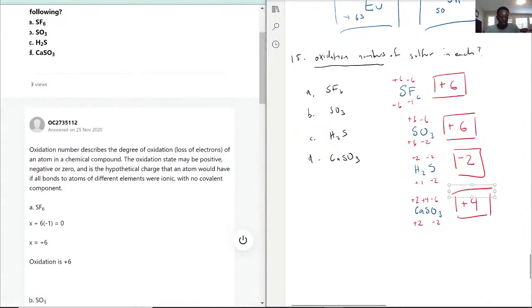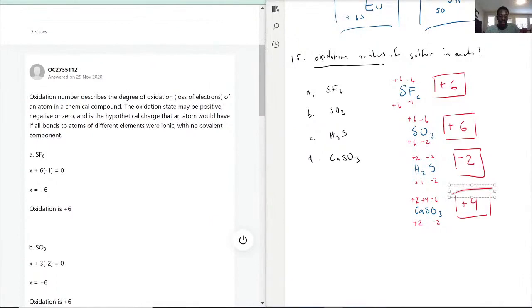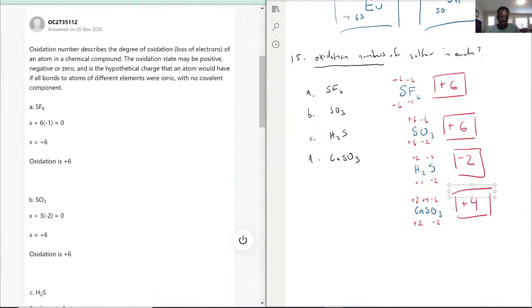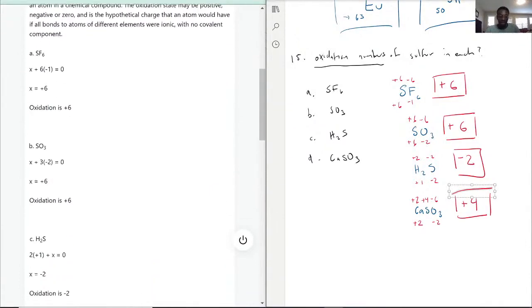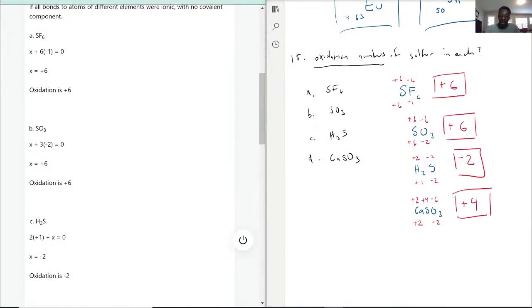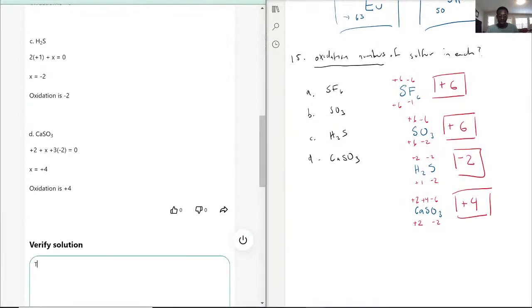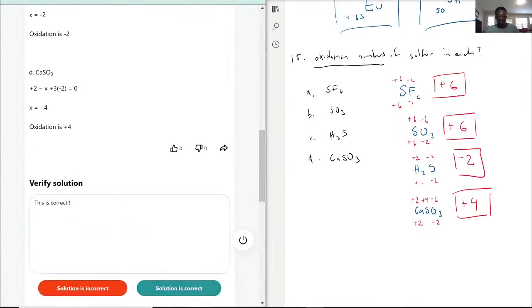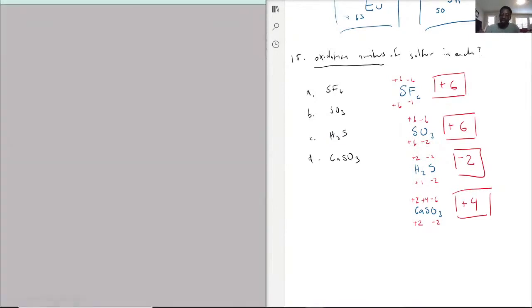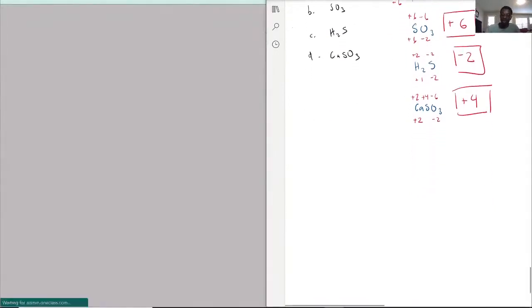Okay, so exactly as you see here, the oxidation number is +6 for sulfur in the first one. The second one is also +6. The third one, as you see here, is -2, and for the fourth one, the oxidation number is +4. So this is correct. And now is one of the questions 16.